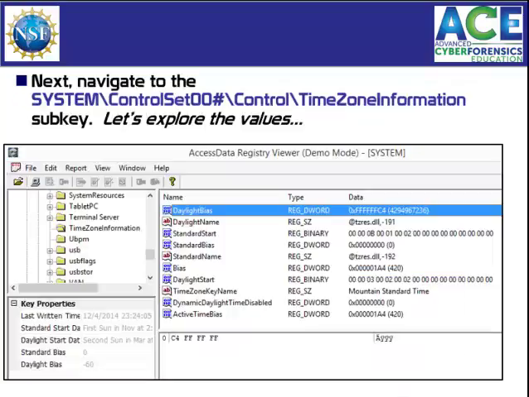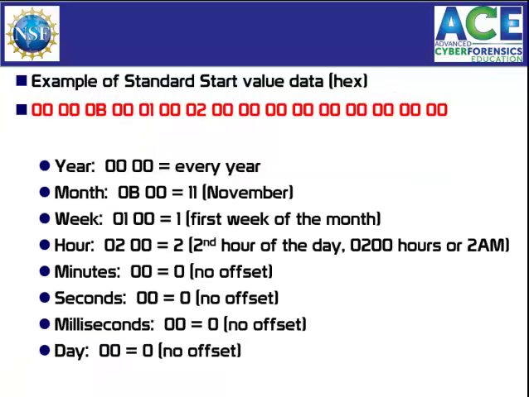The next part of this subkey in the registry for time zone information is the standard start and the daylight start values. In the screenshot here, you see that you have a series of hexadecimal values that are interpreted for the start of daylight savings and also for standard. We're going to focus on the standard start value, which has the 0000, 0B, 0001, 00, and so on values. So let's take a look at this.